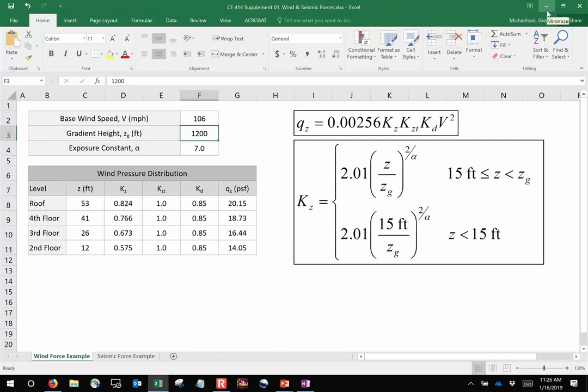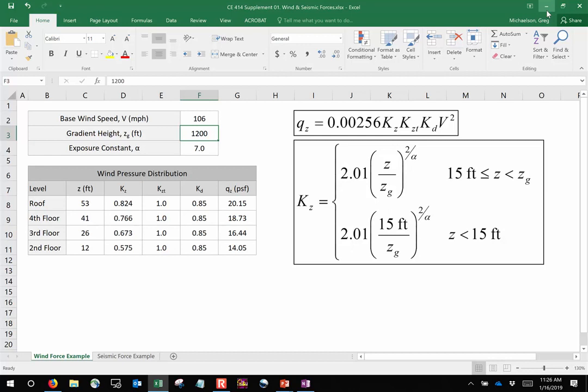That's the topographic factor. That's if you have a building on a super tall hill, and so for our sake, we're not going to consider that. Any other questions? Okay. So this is an Excel sheet that I posted on Blackboard.